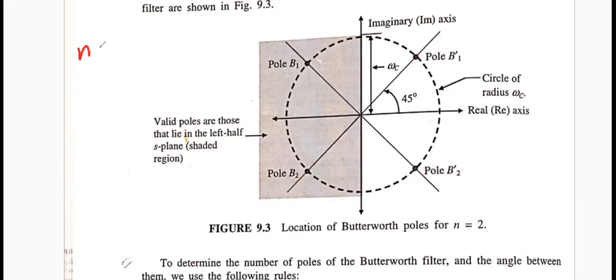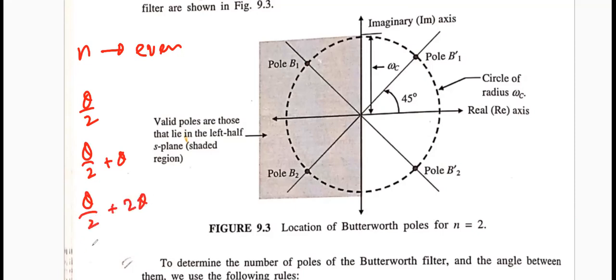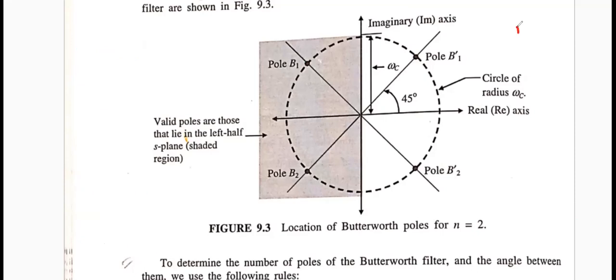So for n an even number, the starting pole location should be theta by 2. After that, theta by 2 plus theta, theta by 2 plus twice theta, theta by 2 plus thrice theta, and so on. On the other hand, if n is an odd number, let's say n is equal to 3, in that case, how many poles do we have? 3 into 2, that means 6. 3 of those are valid and 3 of those are not valid.